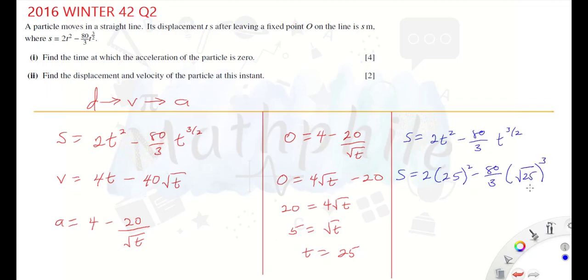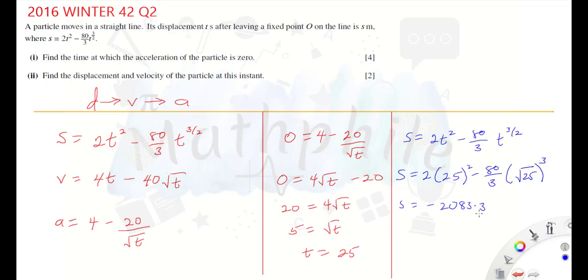Am I allowed to write it this way? Yes. So after doing the manipulation, what did you get? You get negative 2083.3. Okay, that is very good.